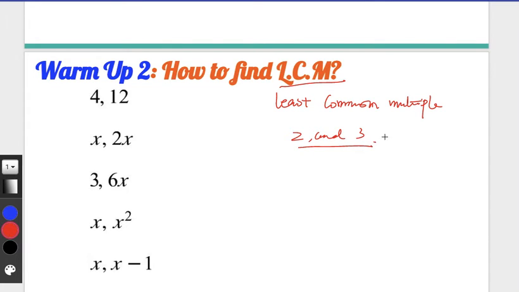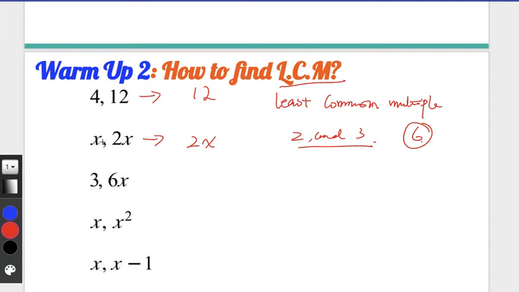The common multiple of 2 and 3 is 6, meaning 2 times 3 is 6, 3 times 2 is 6. So the least common multiple for these two numbers is 6. And we can see for 4 and 12, it is 12. For x and 2x, some students are probably going to say, oh, this x is not, it's actually 2x. You need to think about something.